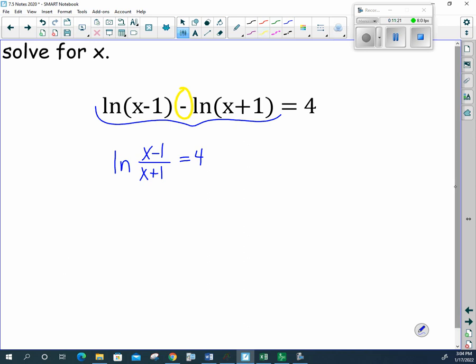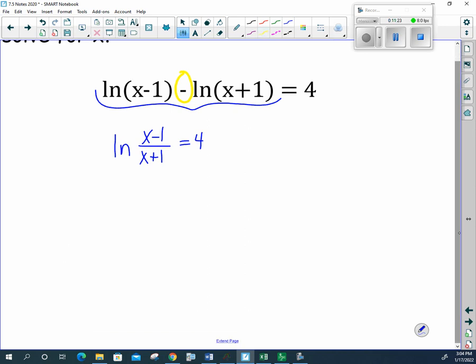Okay, so it looks like I've done everything I can. I still don't know what x is. I have a logarithm and I don't know what x is, so that means in order to solve it, I'm going to have to rewrite it in exponential form. So the base here is e. So e to the 4th equals (x minus 1) over (x plus 1).